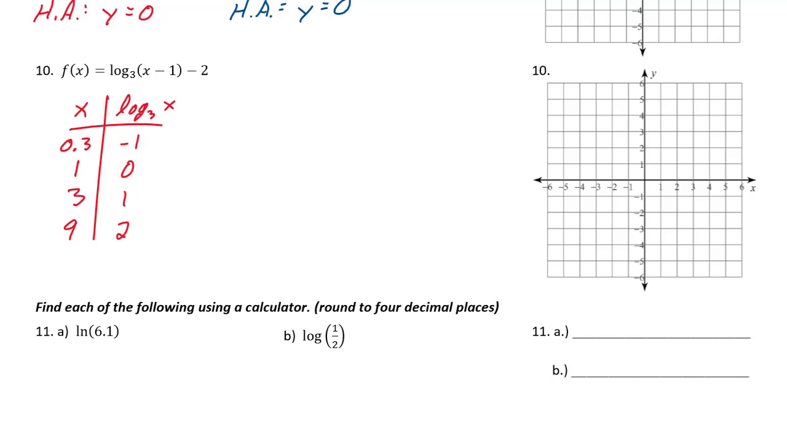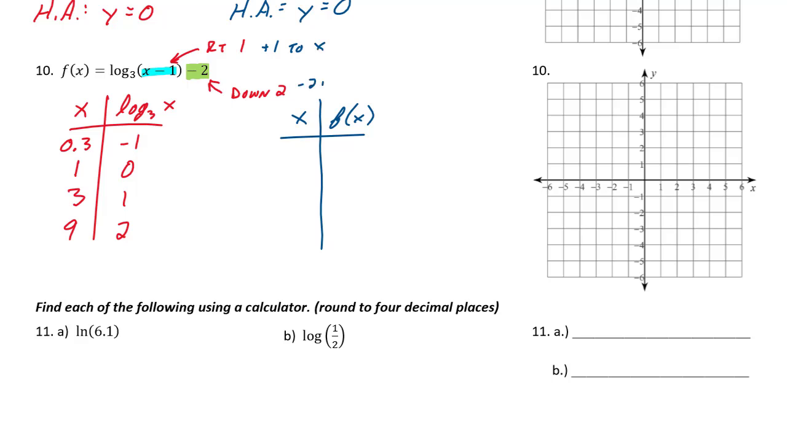Notice this one had 2 different shifts. I've got the x minus 1 on the inside, and then the minus 2 on the outside. The minus 1 on the inside is going to move it to the right one. The minus 2 on the outside is going to move it down 2. So as far as what should change on my t-chart, if I go to the right one, I should add 1 to x. If I go down 2, I should take away 2 from y.